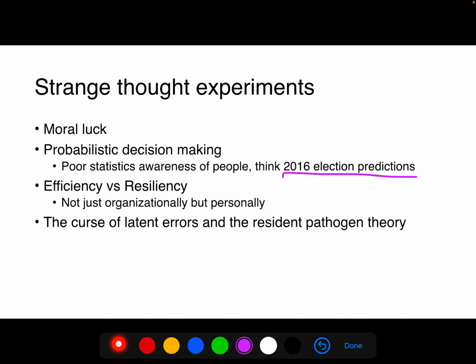This next one's efficiency versus resiliency. This was just on my mind because I'm writing a paper about it now. For us, there's organizational efficiency and resiliency, but we need to think of personal efficiency and resiliency. I'm arguing in this paper that efficiency and resiliency are fundamentally linked, in the sense of a gain in efficiency will likely create a drop in resiliency to the point where a maximally efficient system is also maximally fragile.